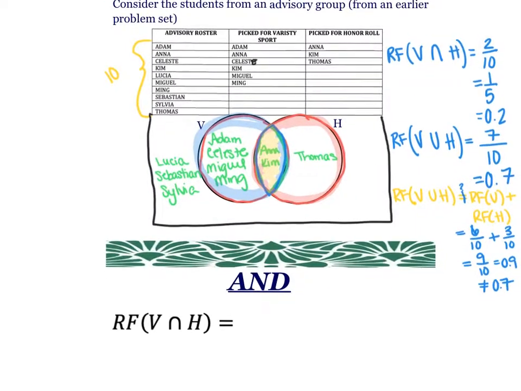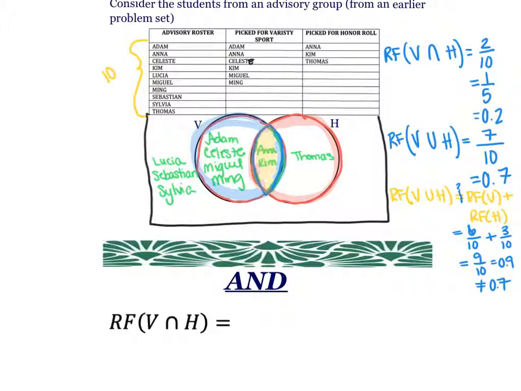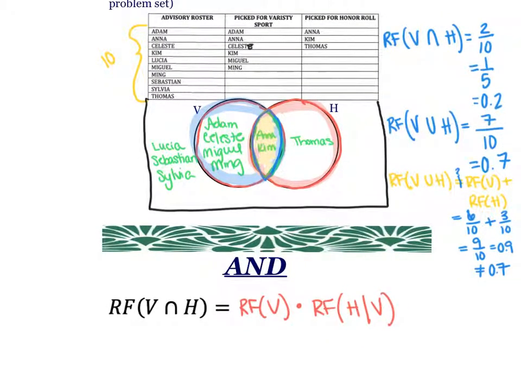So let's learn the formula for and, the formal rule for and. If I want to calculate the relative frequency of event V and event H happening at the same time, all I need to do is calculate the relative frequency for event V, my first event, and then multiply that by the relative frequency of the second event happening, which is H in this case, given that the first event already happened. So I'm going to have to use that conditional probability that we learned. Let's take a look at this within context of my problem up here so I can see that it works.